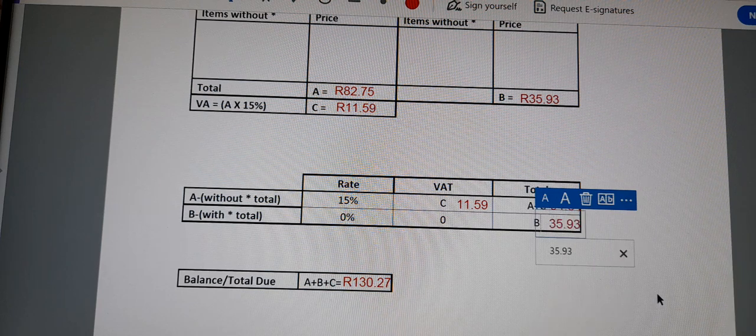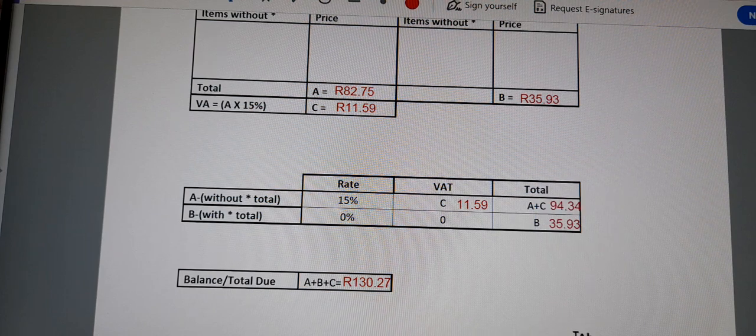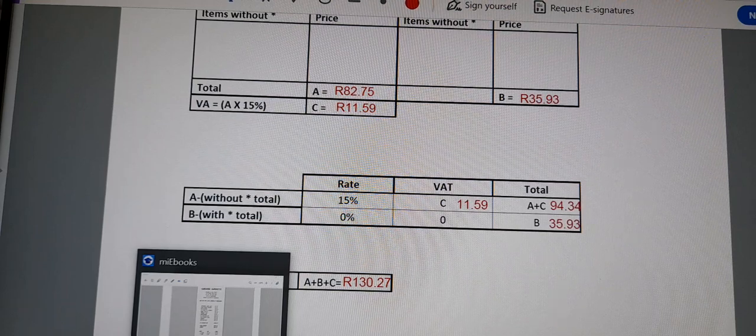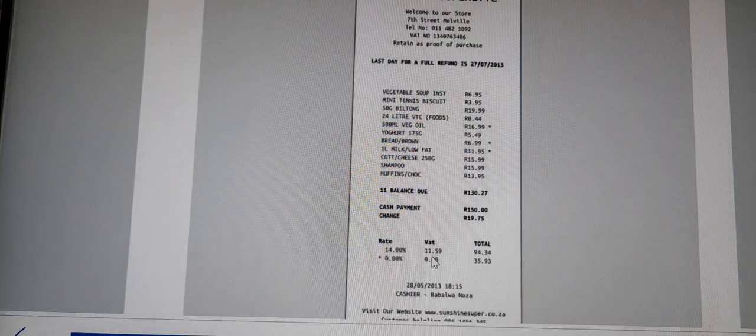So you see all the figures that are on the slip, we have just worked them out in the table. So let's go back to the slip. You see now, we've got this 11.59, we've got this 94.34, we've got this 35.93.